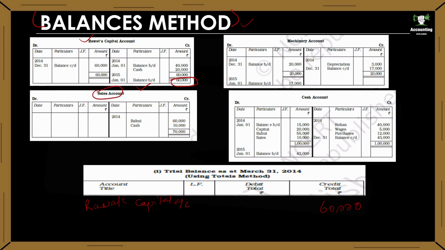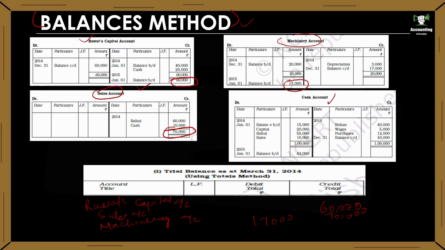Next is the sales account, which has a credit balance of 70,000. Sales account is of revenue type, so there will be no brought forward or carried down. All these things will not be there. Only the total or the final balance will be there. So under the sales account, we are going to take it to the credit side, 70,000. Next is the machinery account. It has a final balance of 17,000 under the debit side. So we are going to write machinery account 17,000 in the debit side.